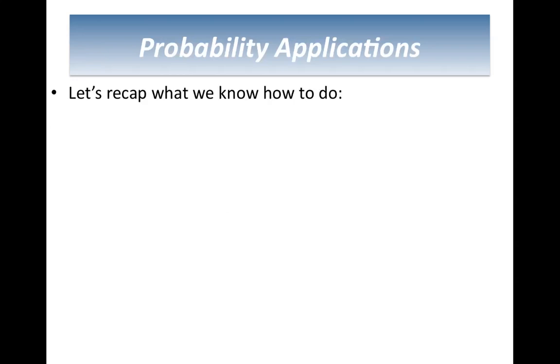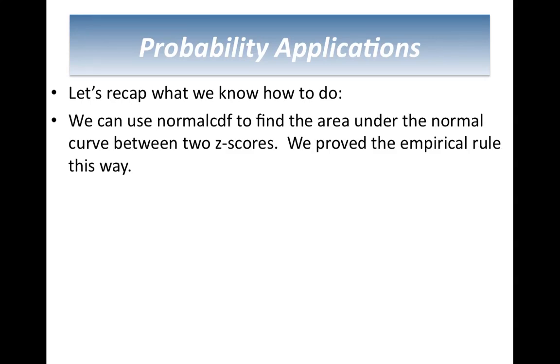Okay, I'm going to recap what we've already done in this chapter because we've done a lot. Normal CDF is used to find area under the normal curve between two z-scores. And we proved the empirical rule this way. We entered z-scores of -1 to 1, and we demonstrated that the area between them was approximately 68%. And then we did the same for -2 to 2 and -3 to 3, and we proved those numbers that were stated in the empirical rule.